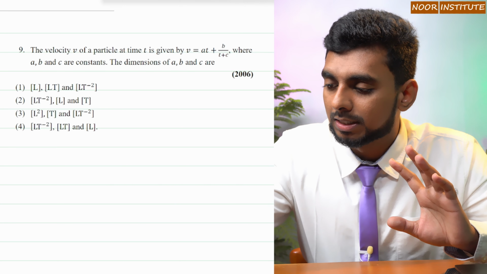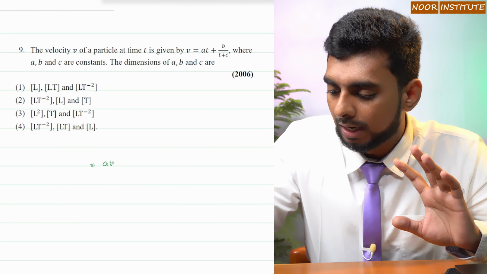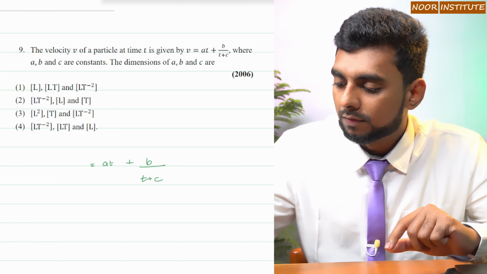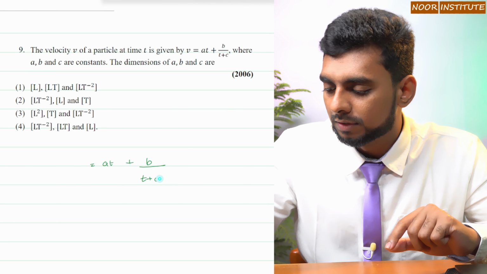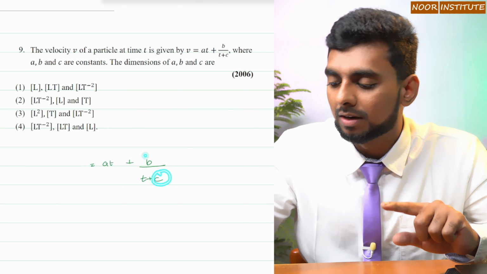So here you have v equals at plus b divided by t plus c. That's the relation you have over here. I'll write it once again: at plus b divided by t plus c. Here, first let's go in the reverse order. First I'll find the dimension for C, then for B, then for A. As I have already told you, same units can be added.